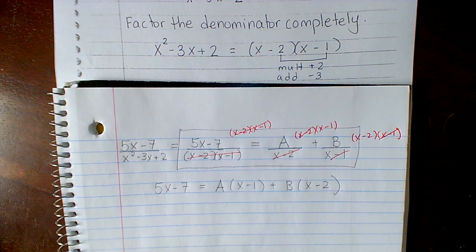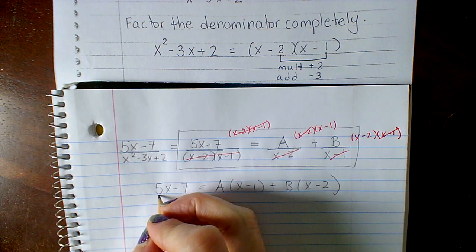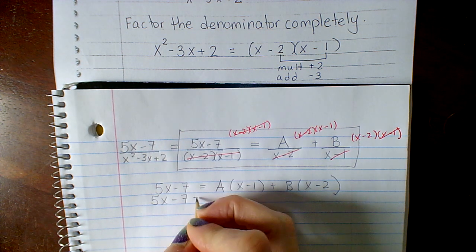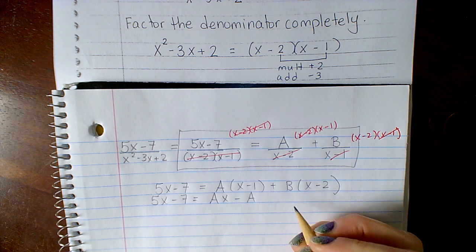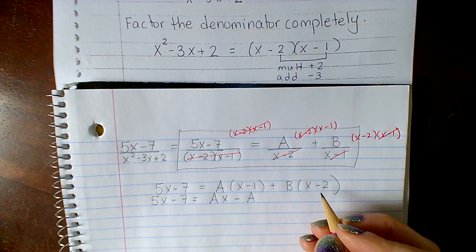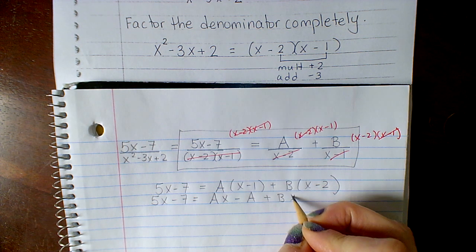Now, how to proceed at this point is up to you. I'm going to show you both ways that you can go from here. We could multiply this out on the right hand side, and we get Ax - A, keeping in mind that A and B are just constants, plus Bx - 2B.